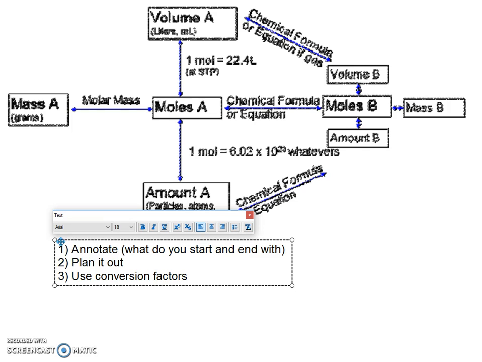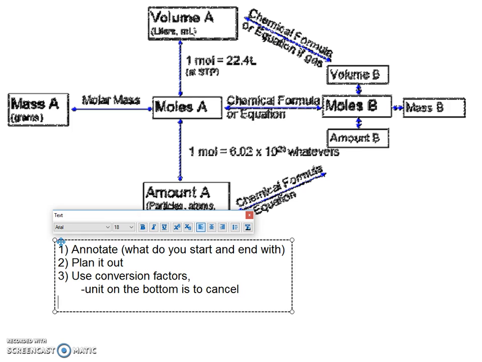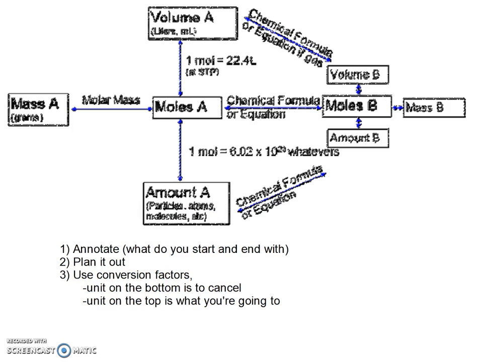And remember, the unit on the bottom is to cancel. The unit on the top is what you're going to. And then you just keep chugging along. So I'm going to do one as an example, and then that's pretty much it, because really this whole unit is just conversions. That's all it is. It's just a combination of unit 5 and 4. That doesn't mean it's easy, but that's all it is.